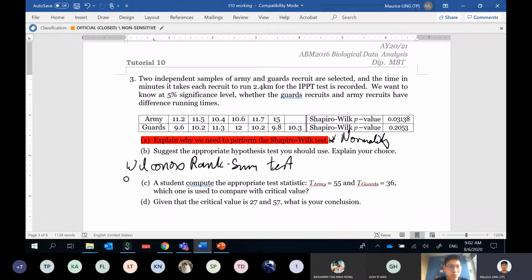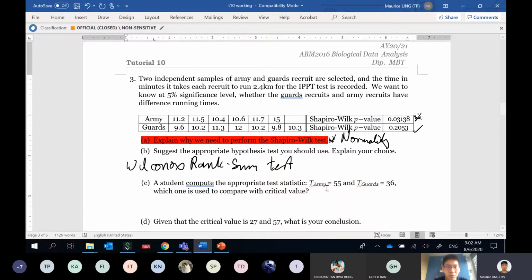So in this case, Guards is normally distributed, Army is not normally distributed. Okay, that's why you cannot use your t-test. Both have to be normally distributed before you can use a t-test. Okay.